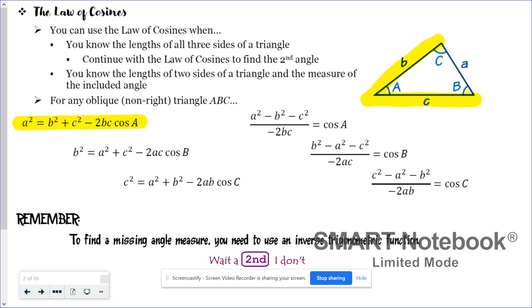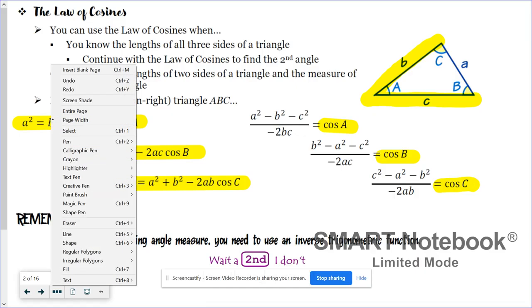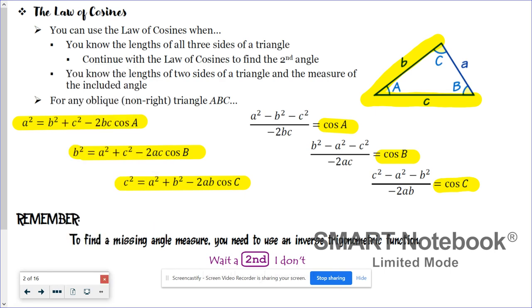Now, what I've done is I've rewritten the law of cosines formula here for side B, and here for side C. And then I did some algebraic manipulation and wrote an equivalent one for finding angle A, angle B, and angle C. So there really is only one law of cosines. It's just, for user-friendly purposes, I've rewritten it in multiple ways.